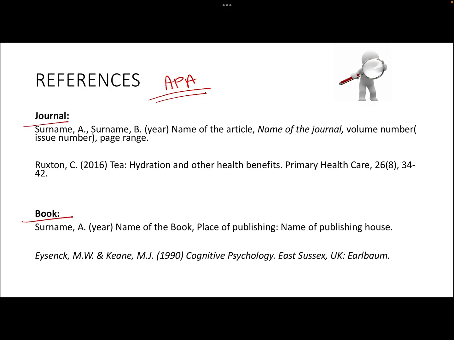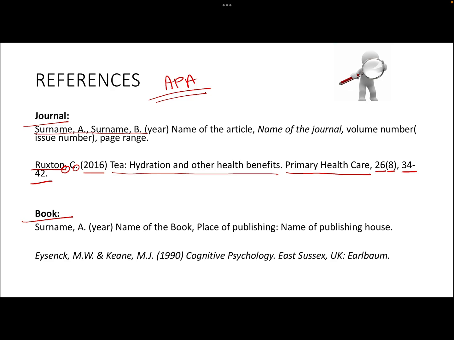So we always have the surname first. If there are two, then we include both of them. So surname, comma, first initial, full stop. We then include the year that it was published, followed by the title, followed by the name of the journal that it was published in, followed by the volume number, and then the issue number, and then the page range.